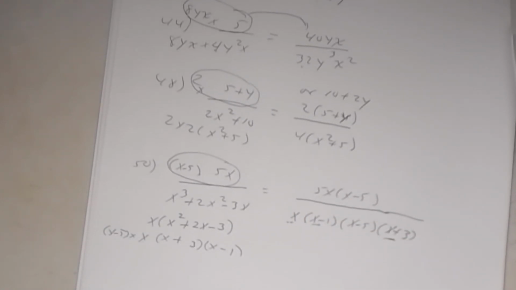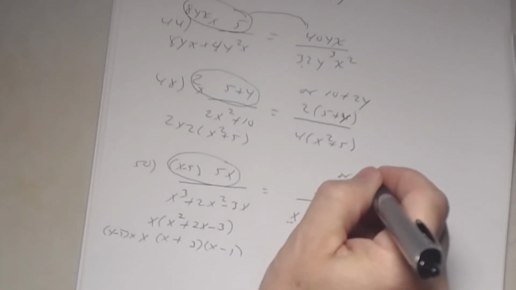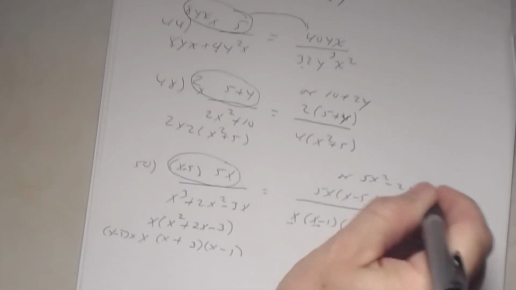Okay. Now, if you want to distribute, you would say 5x squared minus 25x. That's what I was getting. But I would just leave it as 5x times x minus 5. See, the denominator is already in factor form, so just leave the numerator in factor form. It doesn't matter, though. You can distribute or leave it as 5x times x minus 5.